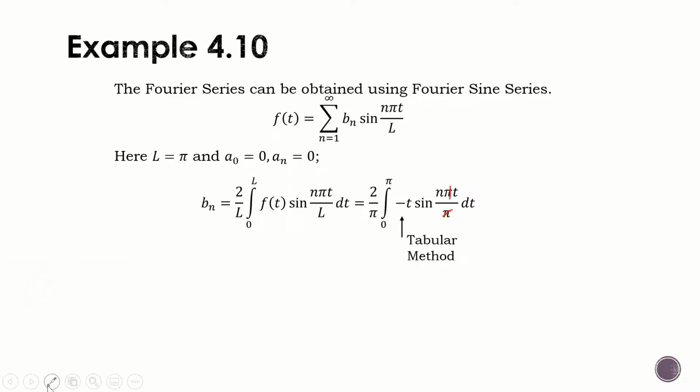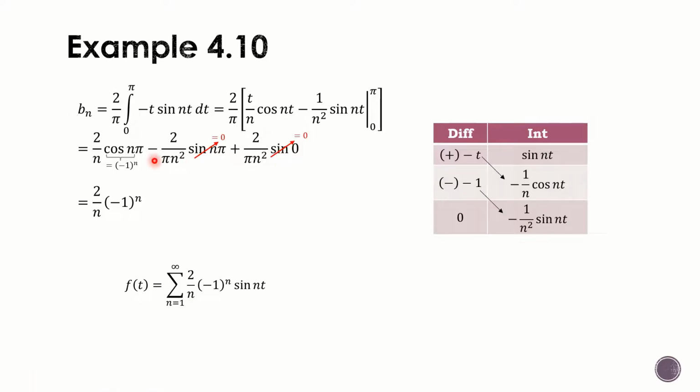Then again, use the tabular method for solving the integration of negative t sin(nt). In the differentiation column we have negative t, differentiate to negative 1, then 0. In the integration column we have sin(nt), then this becomes negative 1 over n cos(nt), and the second integration is negative 1 over n squared sin(nt). Then we write down the answer from the tabular table, as you see here.